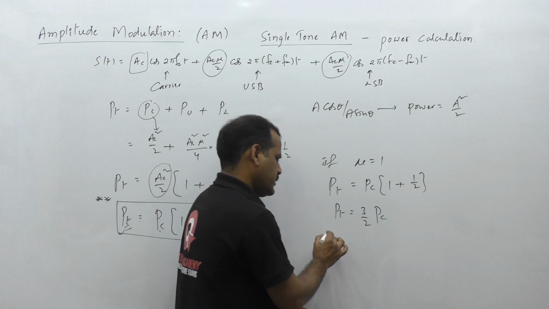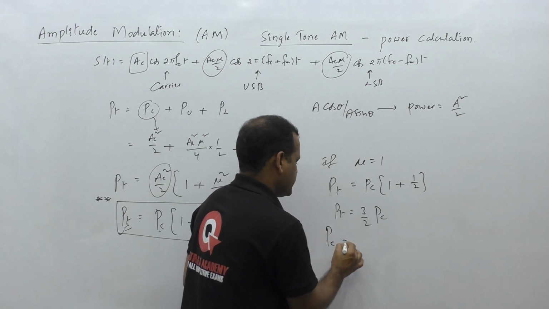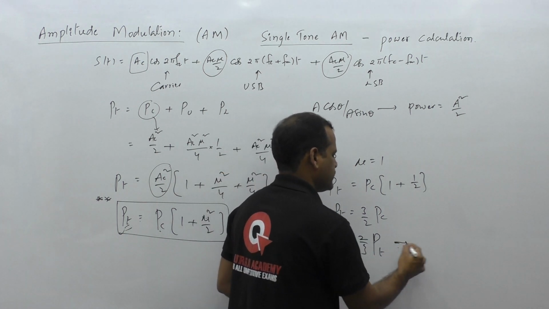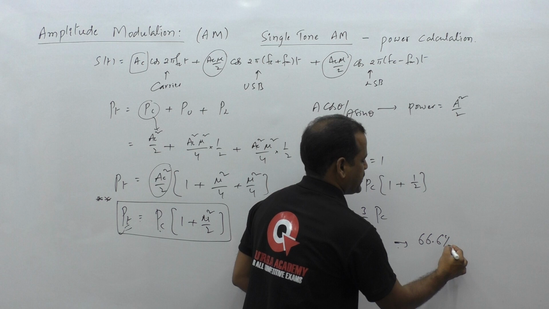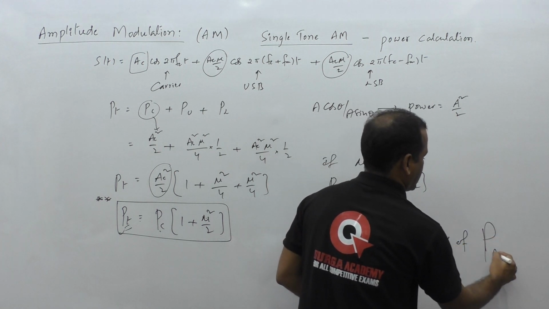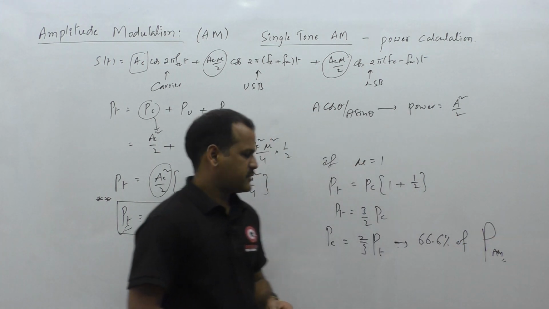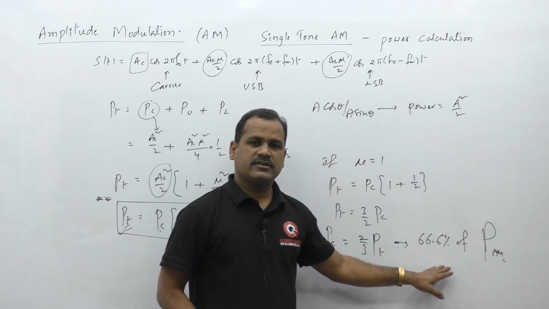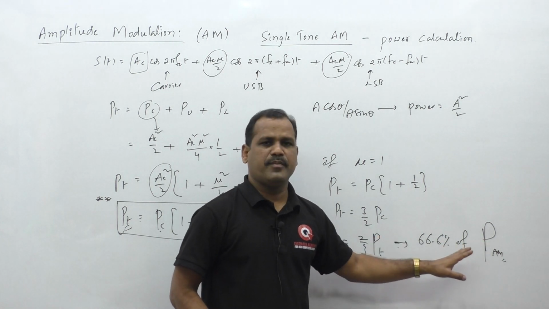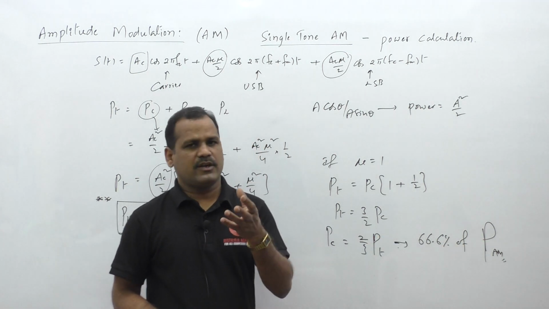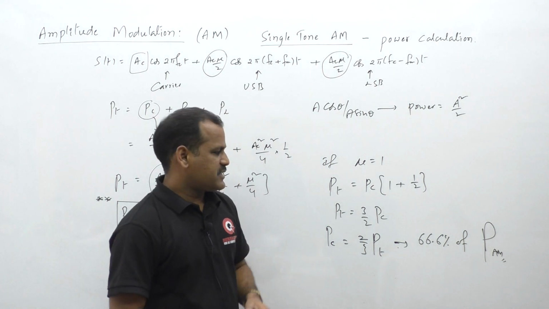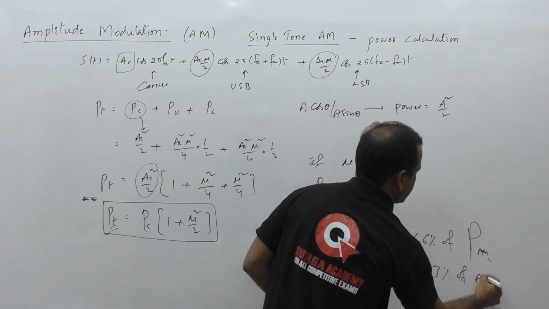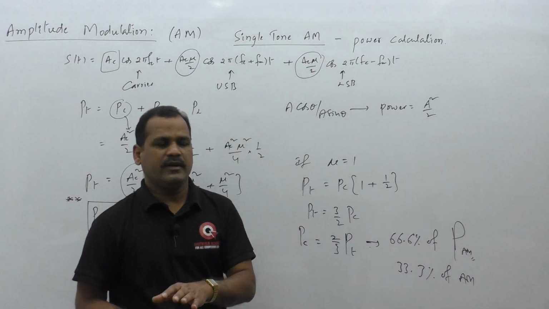Observe that the carrier power in the AM signal is equal to 2/3 of the total transmission power of the AM signal. That means 66.6% of the total transmission power of AM is consumed in the carrier power. So carrier power is nothing but 66.6% of the total AM power, whereas the message signal, which has the total information actually, is consuming only 33.3% of AM, both LSB and USB combined.